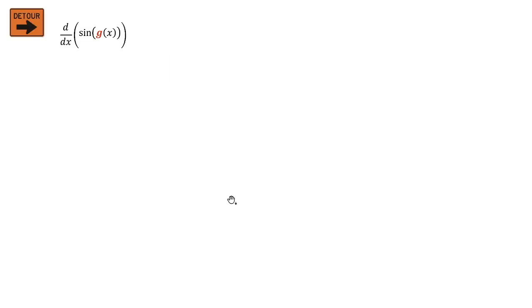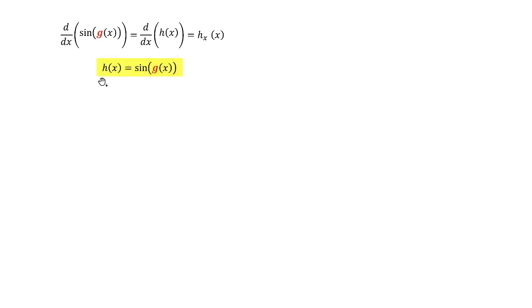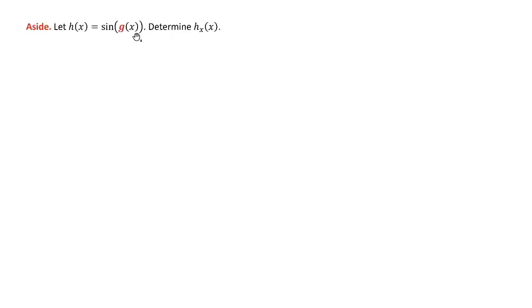Okay, let me jump in. This is what we have, and I want it to be the chain rule. So I'm going to call the function h, and h equals f of g. So this is going to be my function h, and I want to find its derivative.